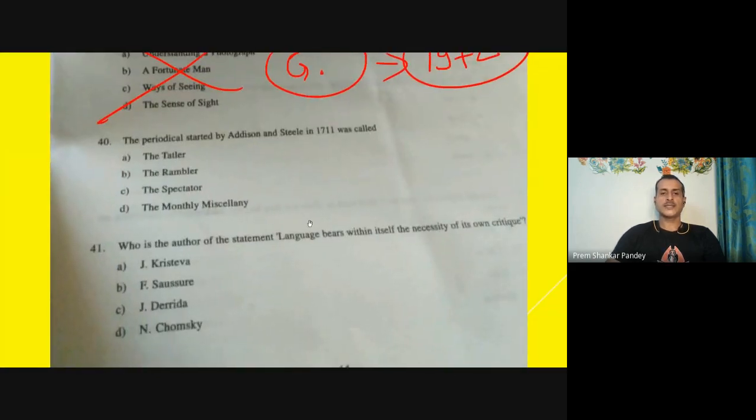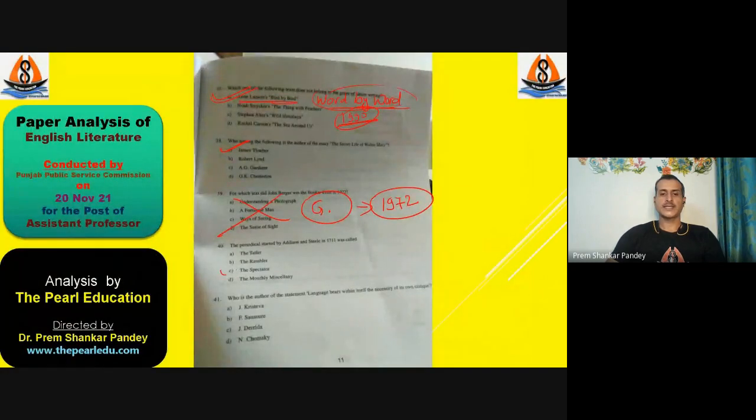The periodical started by Addison and Steele in 1711 was called the Tatler, the Rambler, the Spectator, the Monthly Miscellanies. Easy question. The Spectator came in 1711, continued through 1713. So C is the right answer.